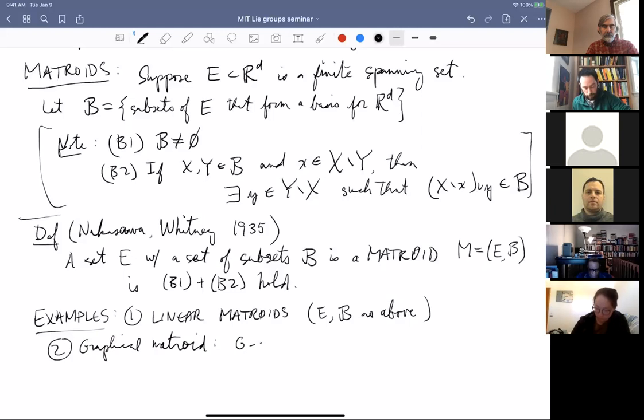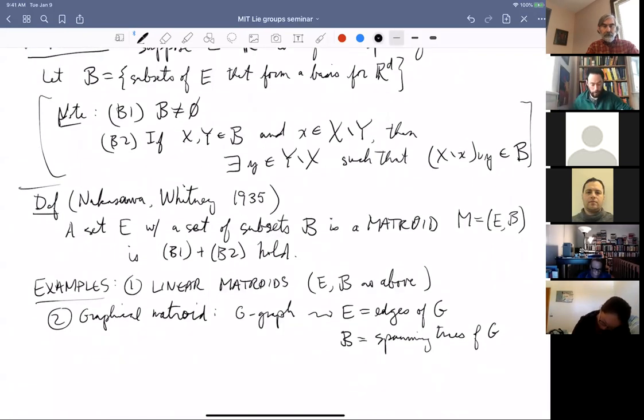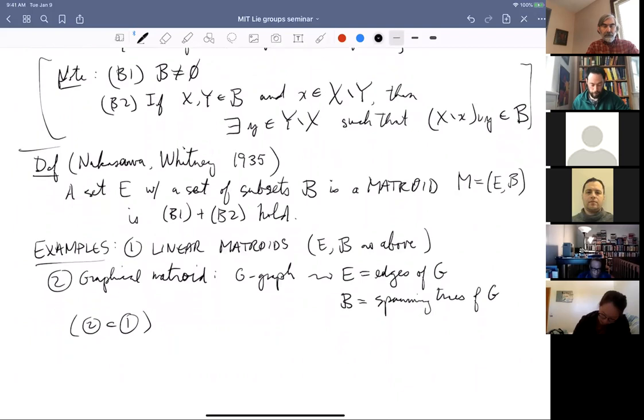So for G a graph, let E be the set of edges of G, and B be the set of spanning trees, or spanning forests, I guess. Now, in fact, the graphical matroids are special cases of linear matroids. But this gives a way of seeing graphs as matroids. And these are the sorts of matroids that are easiest to describe, and are the motivating cases, but somehow they're not indicative of matroids.